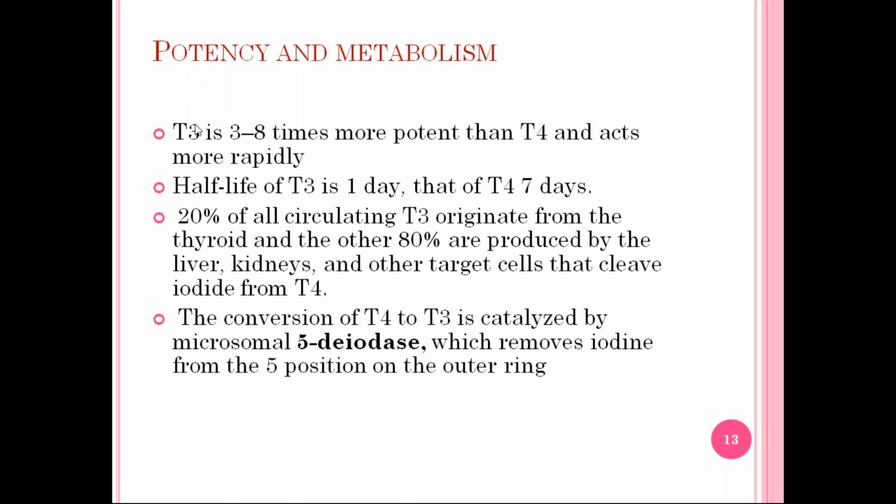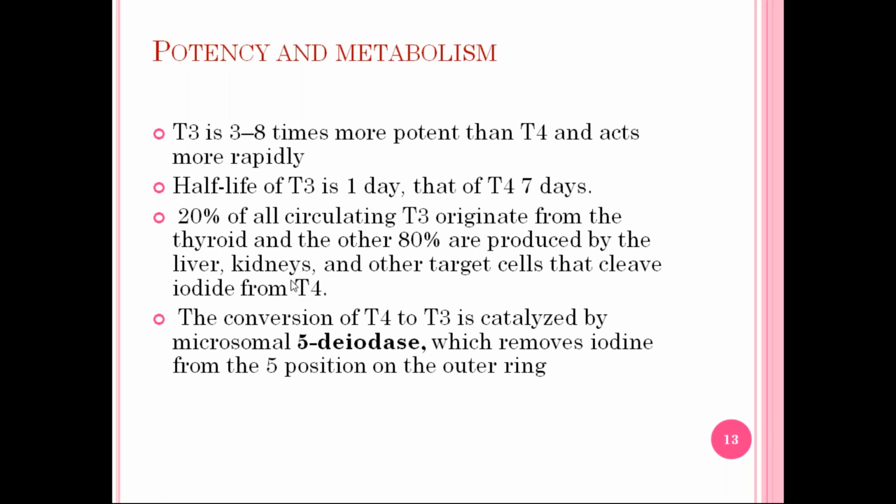I told you T3 is more potent than T4, almost 3 to 8 times more potent, and the half-life of T3 is only 1 day and T4 is 7 days. Twenty percent of all circulating T3 originates from the thyroid, and the other 80% is produced by the liver, kidneys, and other target cells that cleave iodide from T4. So 20% comes directly from the thyroid gland, and the rest from T4 being converted in target organs. Thyroid hormone is required by every cell in the body.